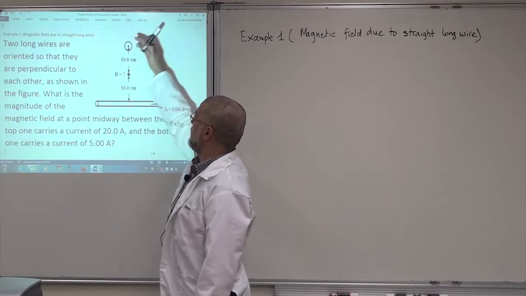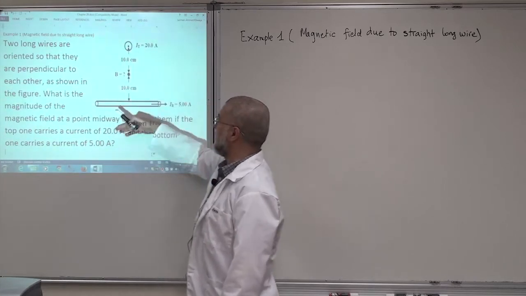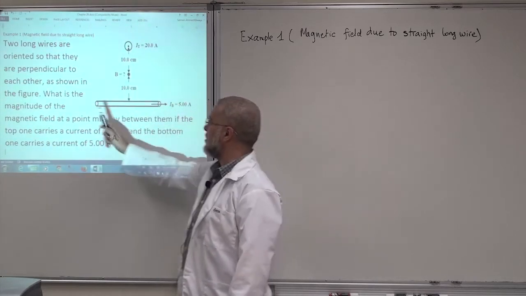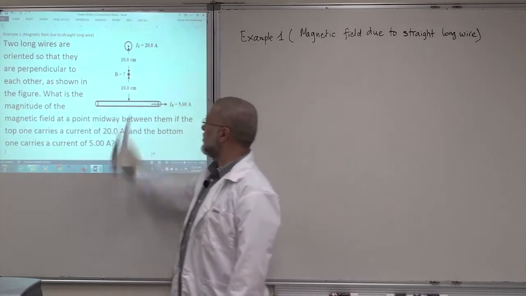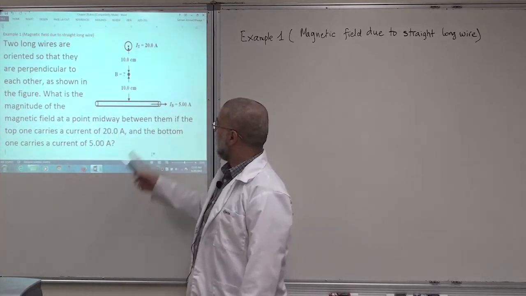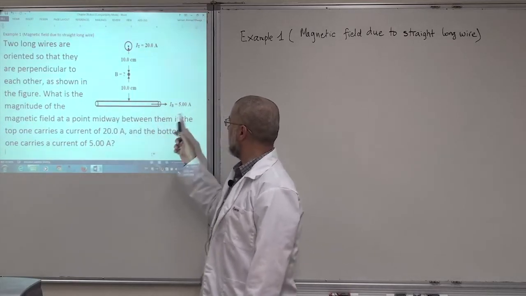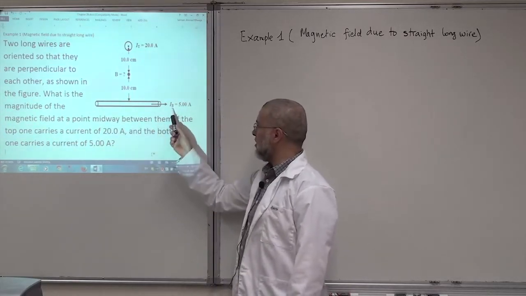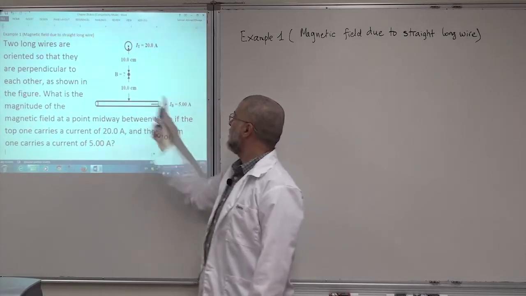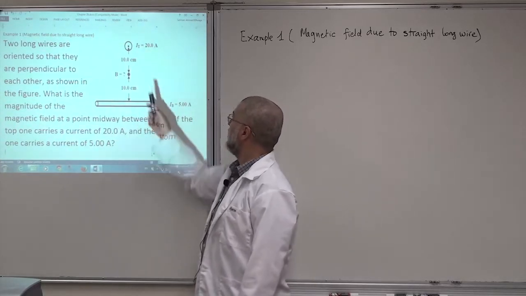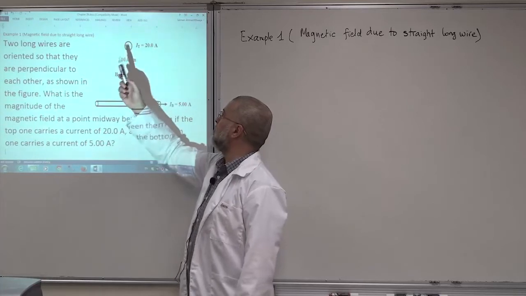See, they are perpendicular to this plane here. So they are perpendicular to each other, as shown in this figure. And you can see that the current in this wire is in this direction, and I'm calling it IB. B means bottom, it is 5 ampere to the right, and this current here is coming out of the board.